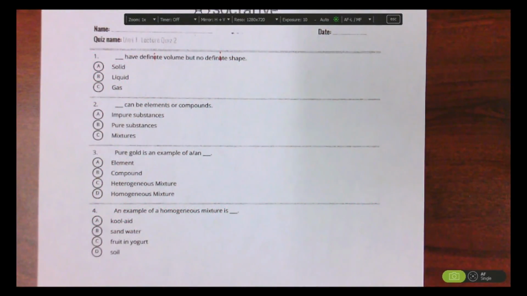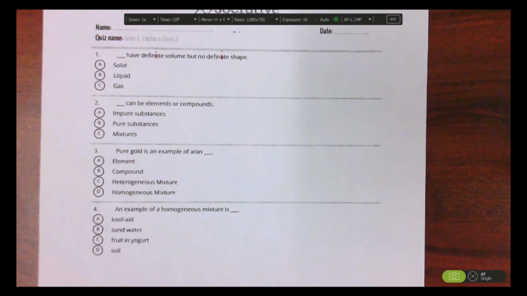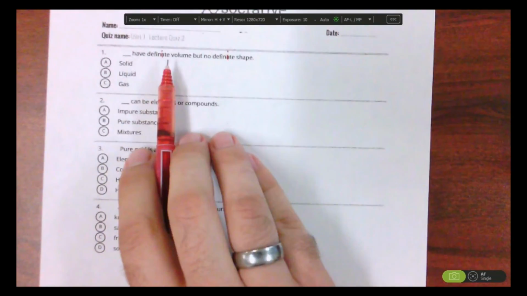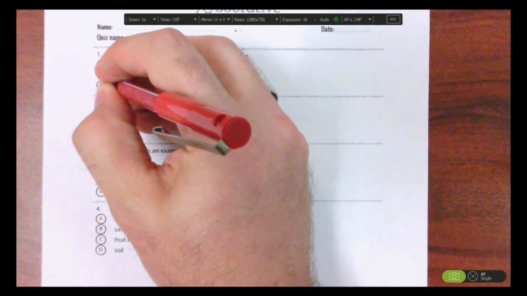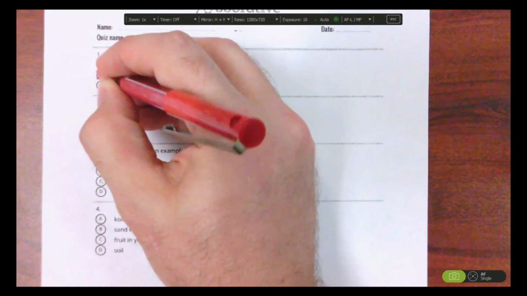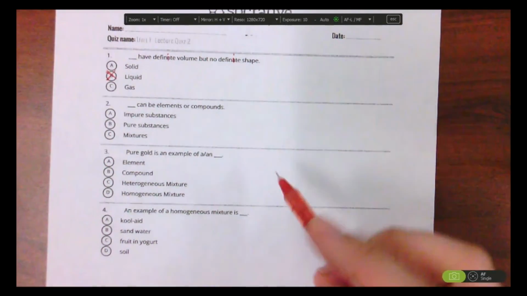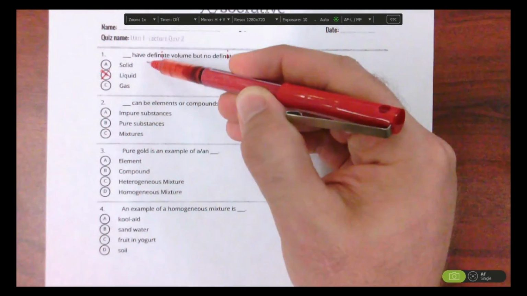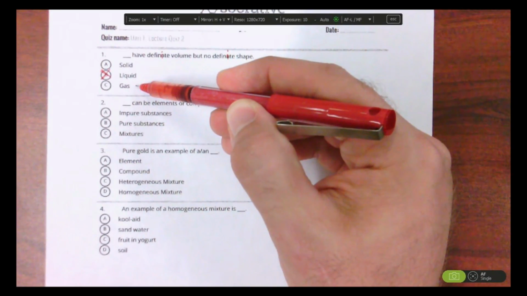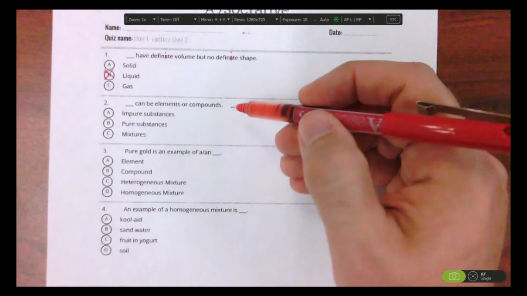Bless you. All right. Number one, we look at these: have a definite volume, but no definite shape. Solid, liquid, or gas? Liquid. So what does a solid have? Definite volume and definite shape. Both definite. This one has neither. Yeah, nor. That's right too.